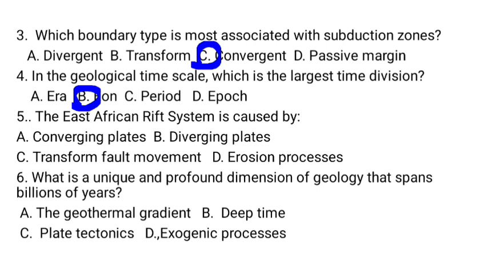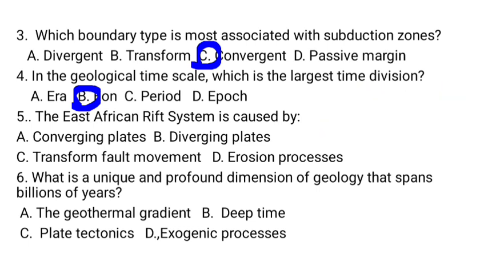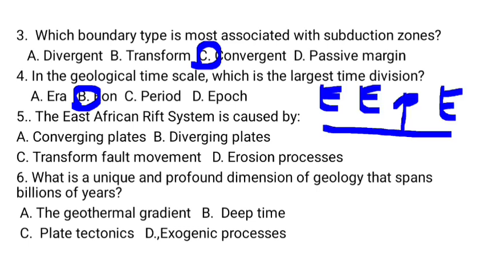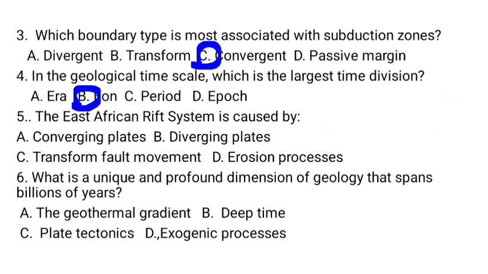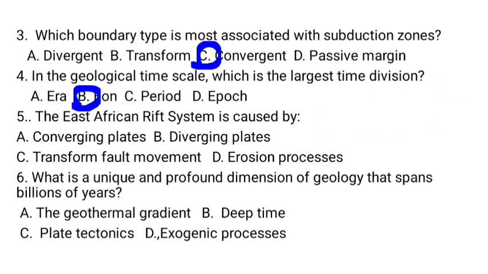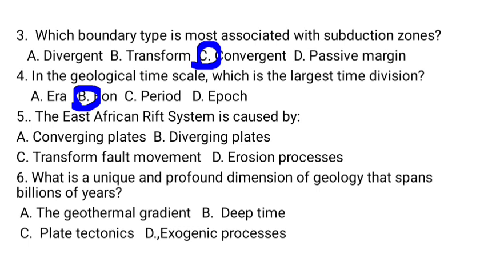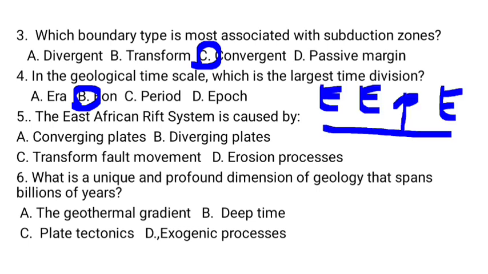The reason: plate tectonics is the movement of Earth's lithospheric plates, and continental drift describes how the Earth changes, not the immensity of geological time. Exogenic processes are surface processes which are driven by external forces like wind, erosion, and the others. So D is also not the answer.